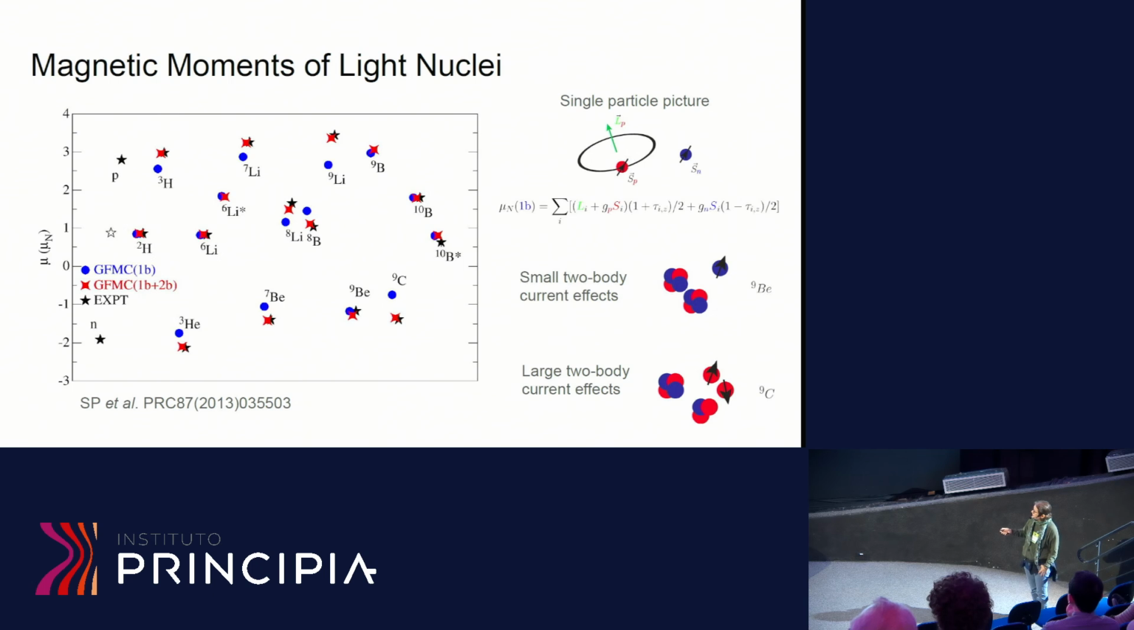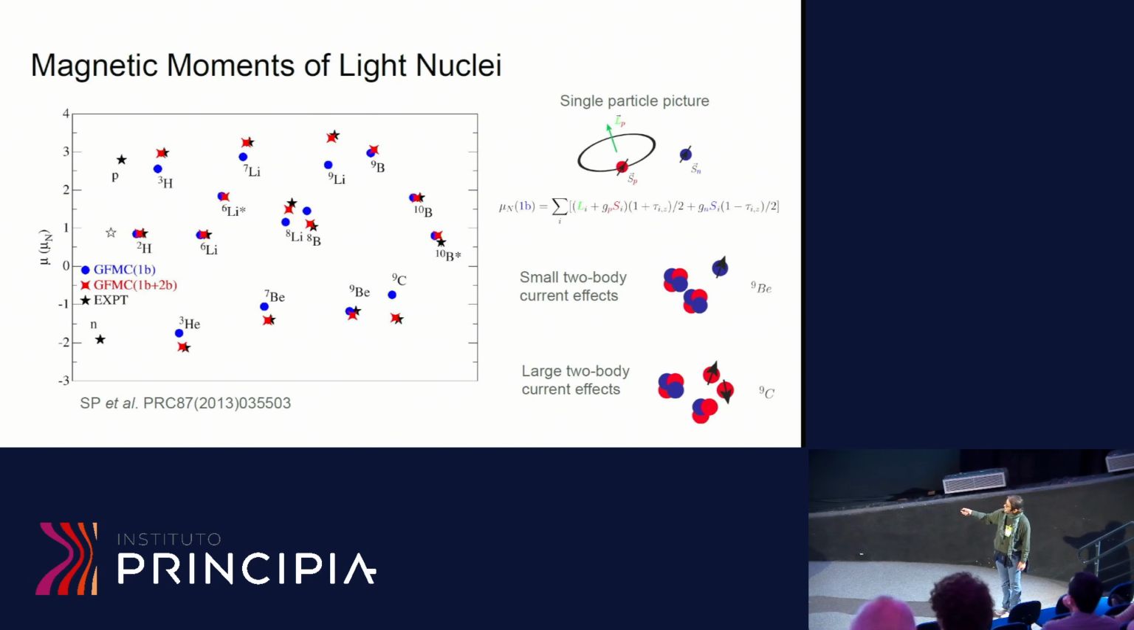And here in this figure, the experimental data are given in black. Here is the proton and the neutron magnetic moment, as well as the deuteron, this empty star. And the calculation in blue are based on the single particle picture. So you're just summing up the magnetic moments of the individual nucleon. So you have the spin magnetization of the neutron and the proton, and the convection term parallel to the orbital angular momentum of the proton. And you get the bulk properties.